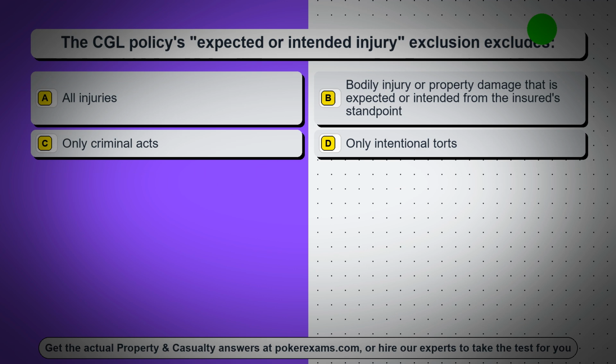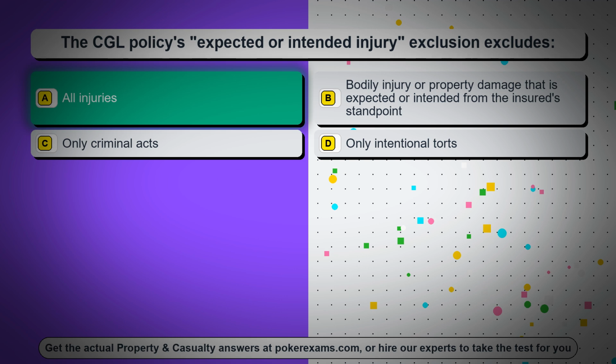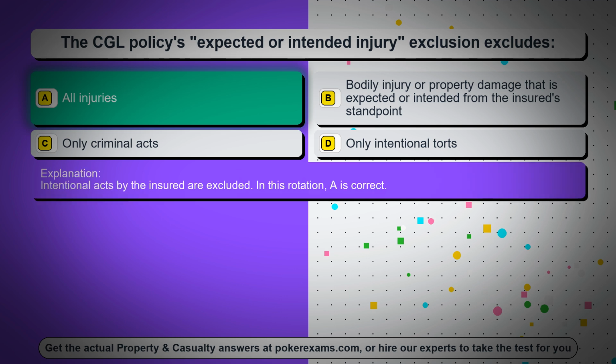Question 70. The CGL policy's expected or intended injury exclusion excludes: option A, all injuries; option B, bodily injury or property damage that is expected or intended from the insured's standpoint; option C, only criminal acts; option D, only intentional torts. The correct answer is option A, all injuries. Intentional acts by the insured are excluded. In this rotation, A is correct.